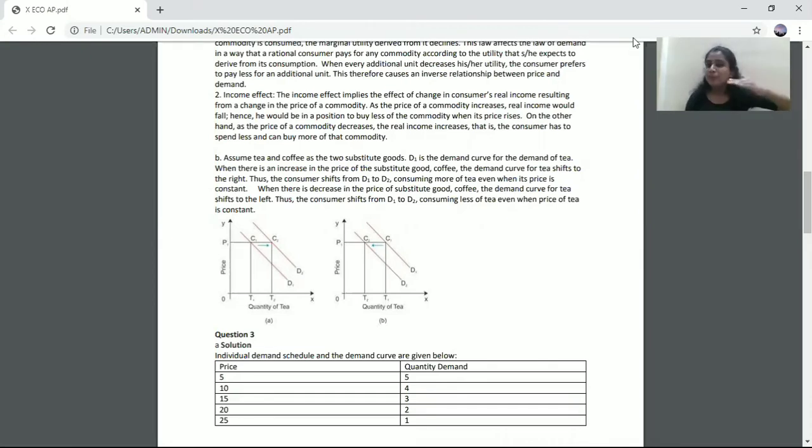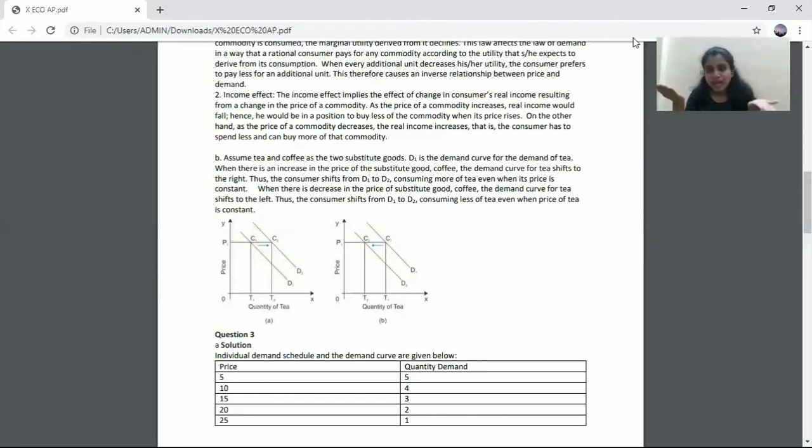Now what happens if the price of coffee increases? What happens to the demand of coffee if the price increases for coffee? Yes, the demand for coffee falls. What happens to the demand for tea? If coffee becomes expensive, people are going to switch from using coffee, so they're going to start using tea. So the demand for tea increases.